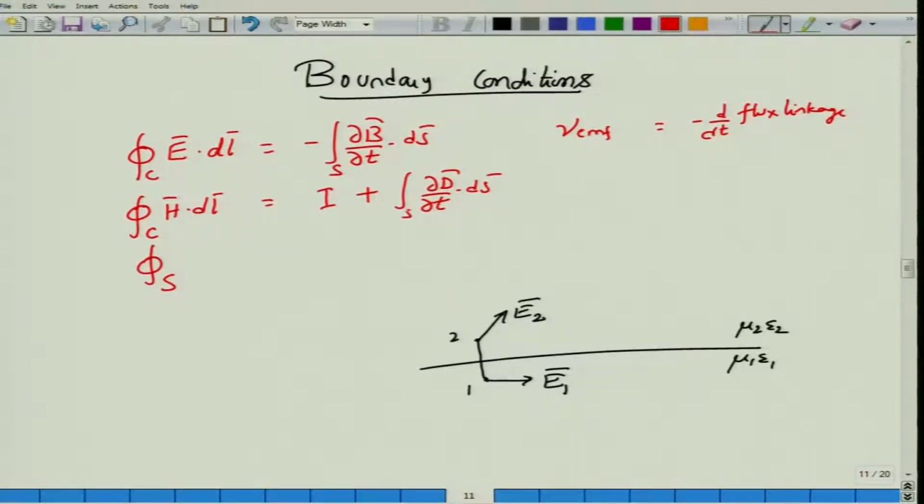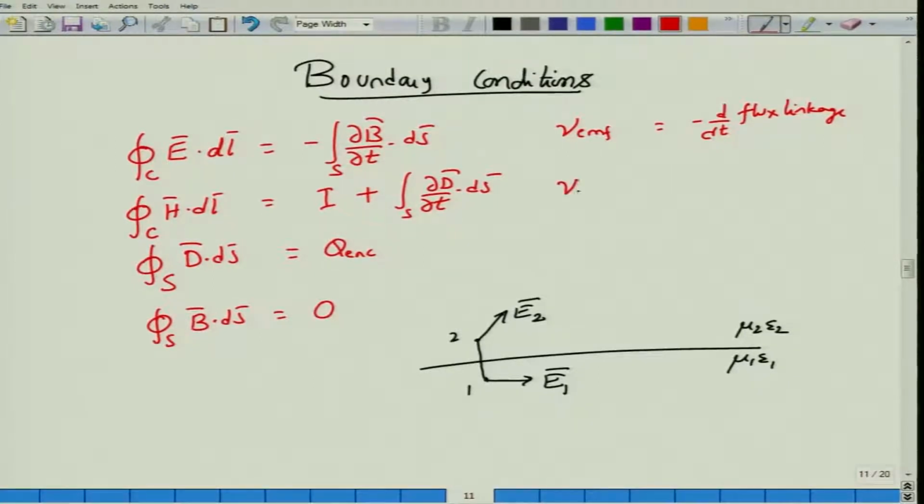Over the closed surface, the integral of D dot dS, or the total electric flux, should be simply equal to the amount of charge that is enclosed, and similarly the integral over the closed surface of B dot dS must be equal to 0, because there are no magnetic charges out there to enclose. So these are the integral versions of the equations.